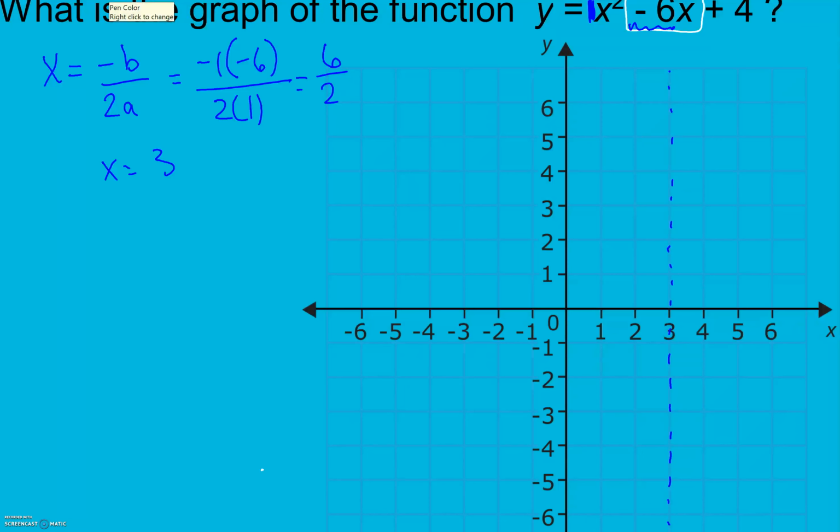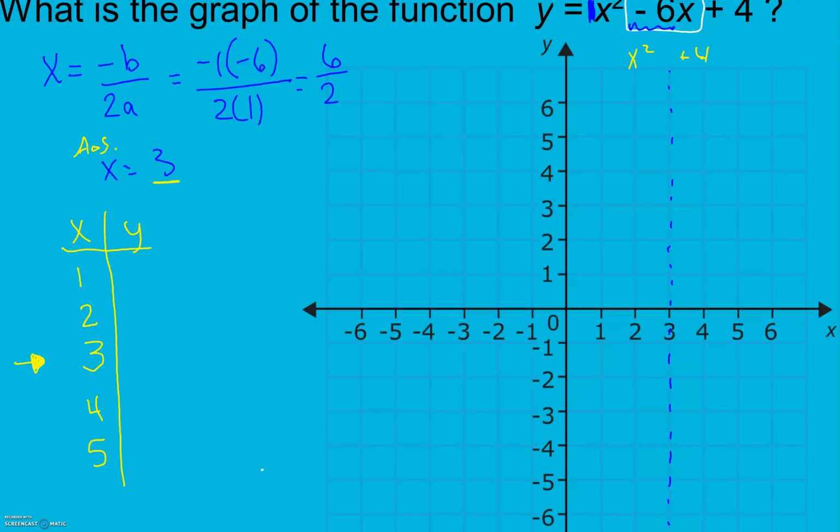Now, I'm going to go just like we did last section and make my table of values. The only difference is before, when my b value was 0 and I just had x squared plus 4, for example, we based it around 0 as the middle. We'd have like negative 2, negative 1, 0, 1, and 2. Now, I'm going to base it around 3. So the number that I get from my axis of symmetry is going to be my middle value. And I'm still going to pick two numbers on each side. Here I'm going to pick 2 and 1, and then 4 and 5.